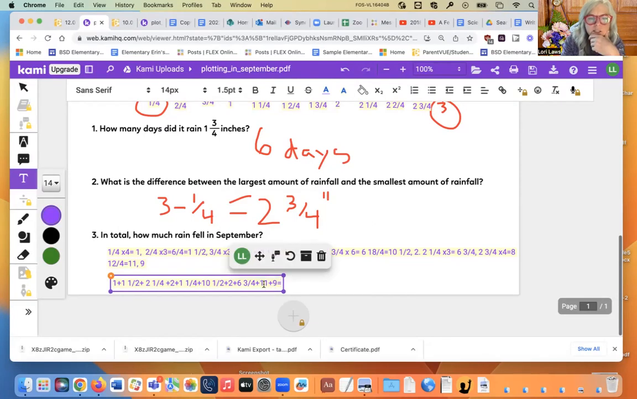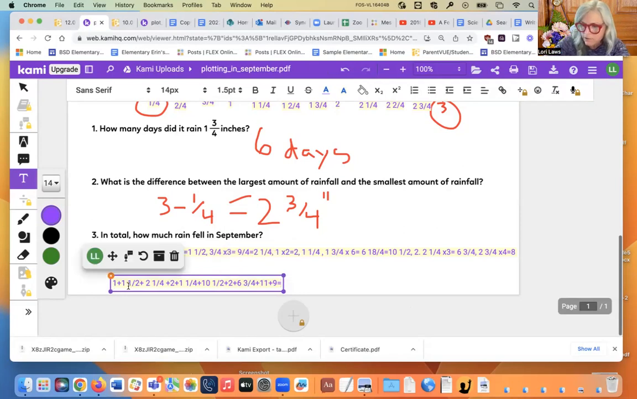So 9 and 11 is 20. 26 3/4. I think I'd probably use a calculator for this. But let me just keep a running total. So I'm going to go from the front. 1 plus 1 1/2 is 2 1/2. Plus 2 1/4. Let's make the halves into fourths. So 1/2 is the same as 2 fourths.